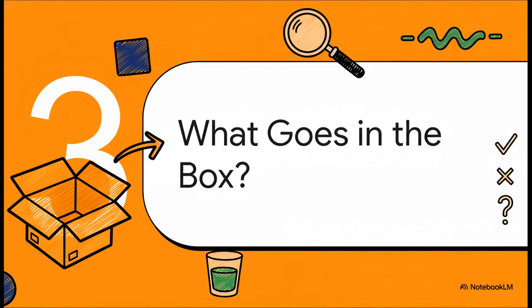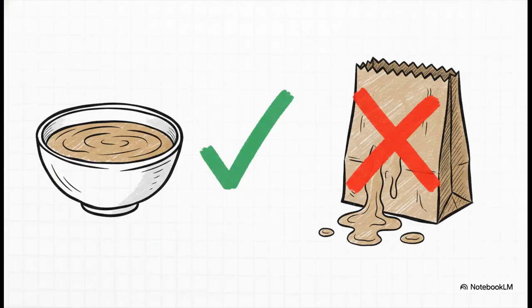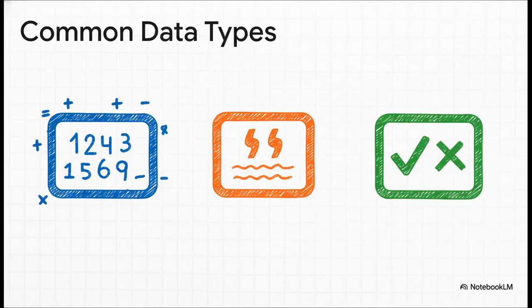So we have a named box, but what kind of stuff can we actually put inside it? Well, it turns out the computer likes to know what to expect. It's kind of like having different types of containers for different things in your kitchen. You wouldn't store soup in a paper bag. And in the same way, the computer needs to know the type of data a variable will hold so it can handle it correctly. Let's look at a few of the most common types. A variable can hold a number for doing calculations, it can hold text, which programmers usually call a string, or it can hold a simple true or false value, which is known as a Boolean, and that's perfect for making decisions.